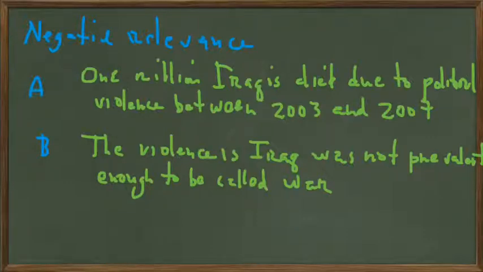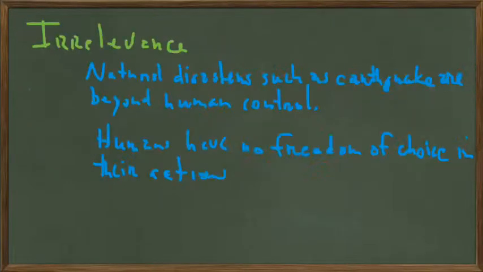not a supporting premise, essentially. Here is irrelevance, usually pretty easy to spot. Here's one that's very obvious. Premise A, natural disasters such as earthquakes are beyond human control. B, humans have no freedom of choice in their action. Certainly not related to each other or relevant to each other.